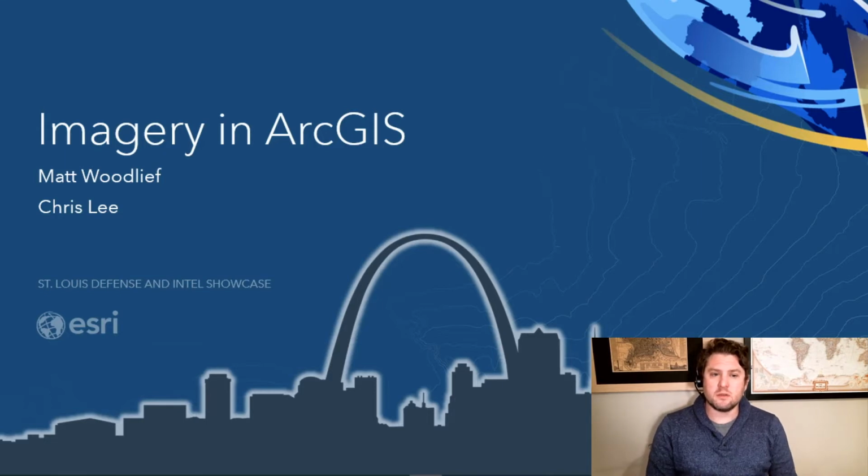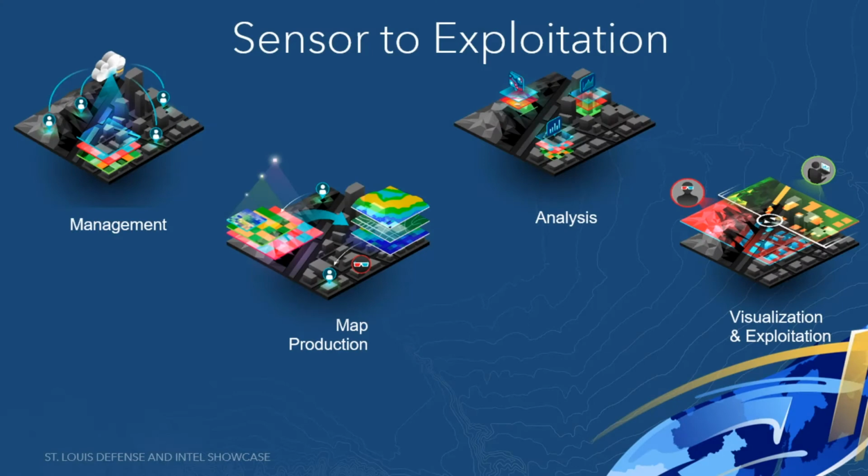As Tara alluded to, my colleague Chris and I are going to demonstrate the enhancements and workflows that make ArcGIS a complete imagery platform. To be a complete imagery platform, we must have these four key capabilities. Essentially, our goal is for you to be able to go from sensor to information product without ever leaving the ArcGIS platform.